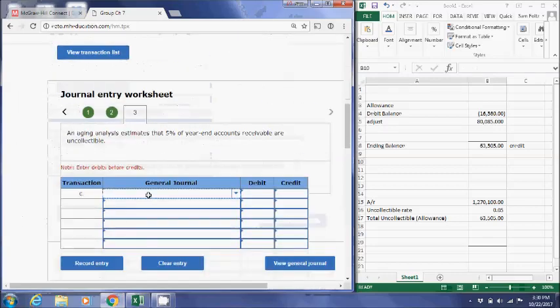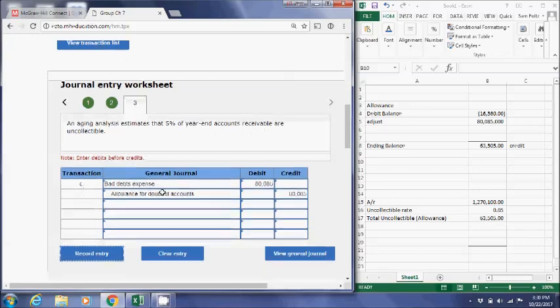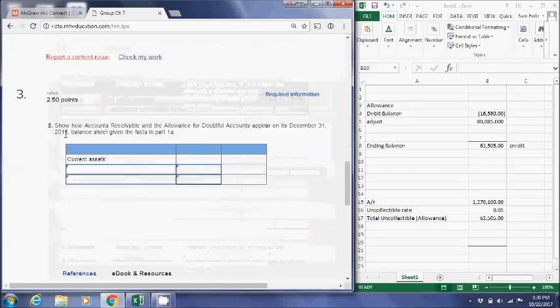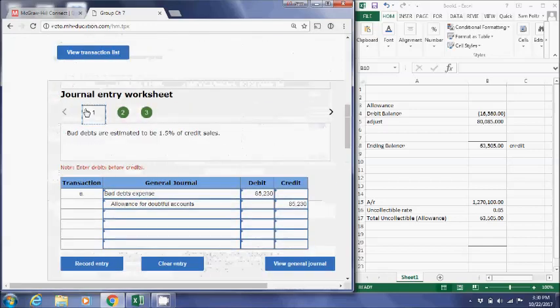Run on down to the journal entry, and again, what do we have? A debit to bad debt expense for the adjustment of 80,085, and then allowance for doubtful accounts 80,085. We'll record that entry and run on down to the next problem. And they're asking us to show how the accounts receivable and the allowance for doubtful accounts will appear on the December 31 balance sheet given the facts in Part 1A. Well, that would be for this first journal entry where we credited $85,230 to our allowance for doubtful accounts.